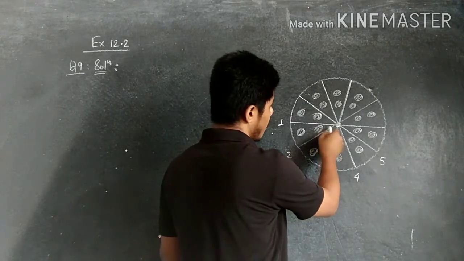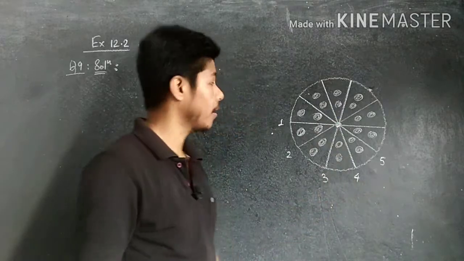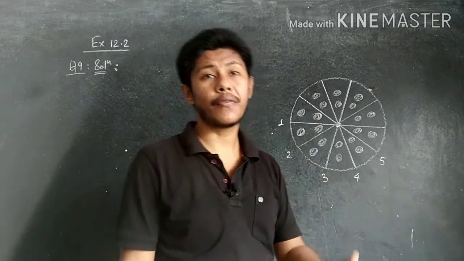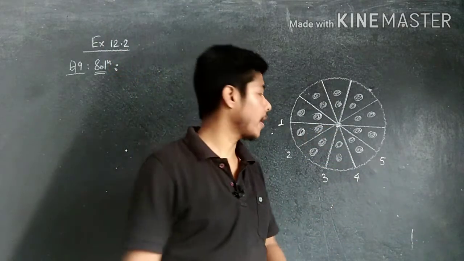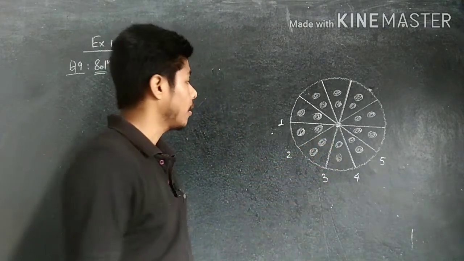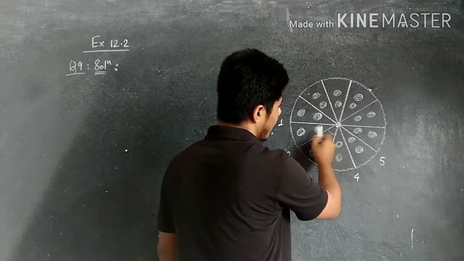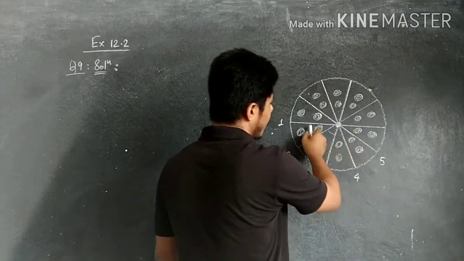If you count here, 1 2 3 4 5 6 7 8 9 10, that means total 10 parts are here. So we have to find out the area of each sector. So that means we need the angle here. To find out any one sector, if we consider, we need the angle. So total angle is how much?